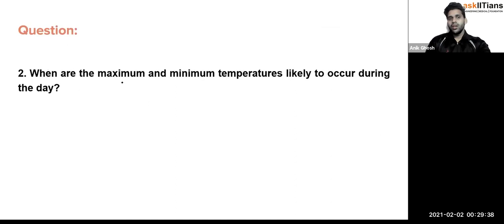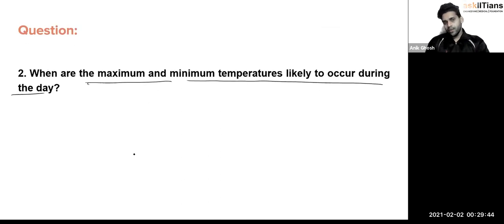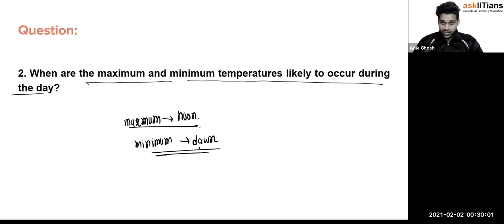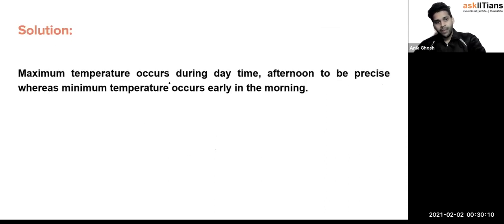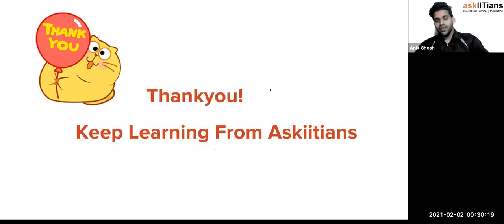And when are the maximum and the minimum temperature likely to occur during the day? The maximum temperature is during the noon. And the minimum temperature would be there during the dawn. If the weather is cold right now, then you'd feel the maximum amount of cold during the dawn only, isn't it? The maximum temperatures occur during the daytime, afternoon to be precise, whereas the minimum temperature is early in the morning.